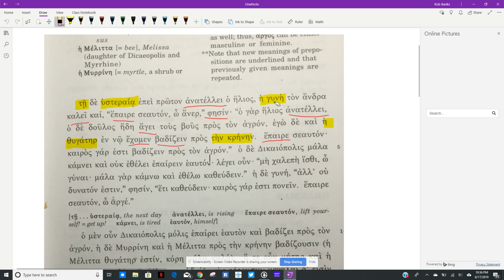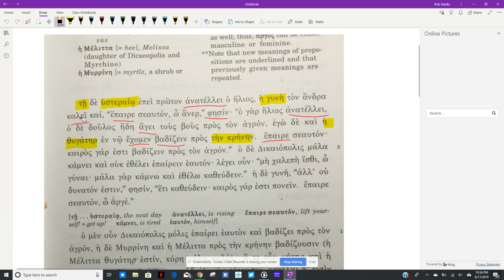But gune is not first declension. This is actually a third declension. It has an eta ending, so you might have thought it was a first declension, but actually it's going to be a third. So he gune, that's my nominative. Ton andra, that's accusative. We're going to need a verb. Kale, there we go. So the woman or the wife calls ton andra, the husband, or in this context, her husband. One hopes it's her husband, right? Either way, she calls her husband, or her man. It could be man, husband, wife, woman, flexible.